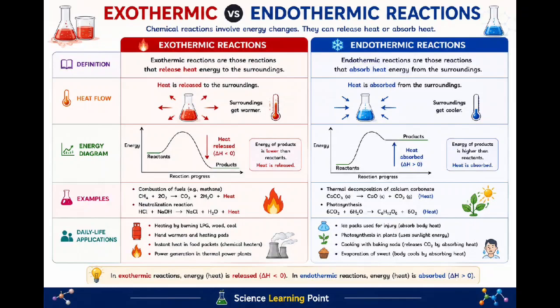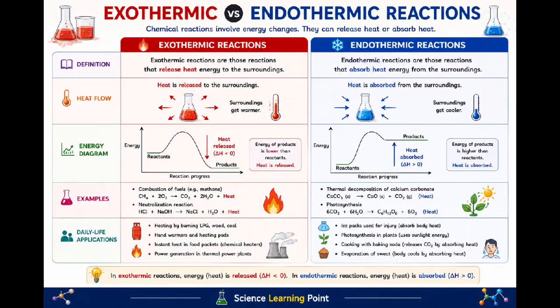And now look at the endothermic reaction. An endothermic reaction is a reaction that absorbs heat from the surroundings. In simple words, heat goes into the reaction. Examples include photosynthesis, thermal decomposition of calcium carbonate, melting of ice, and some cooking processes. Because heat is taken in, the surroundings may be cooler. In an energy diagram, the products have more energy than the reactants. So remember, endothermic equals heat goes in.